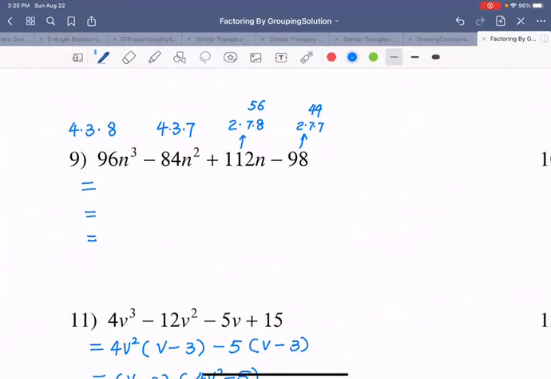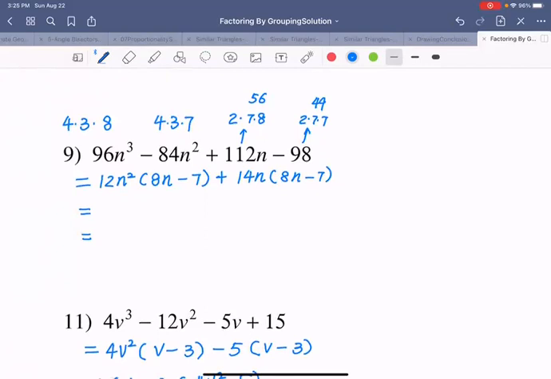Take out 12n squared, and 12n squared. Next, 8 and 8n, right? Yes, minus 7, -7. And then plus 14, 14. And then 14n, 8 and minus 7. Yes, very good. Your mental math skill is very good.